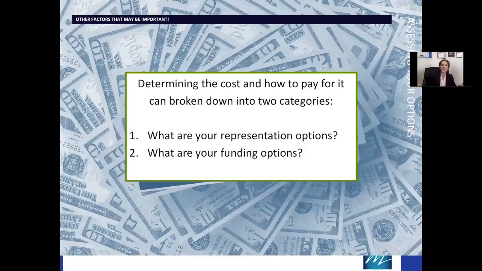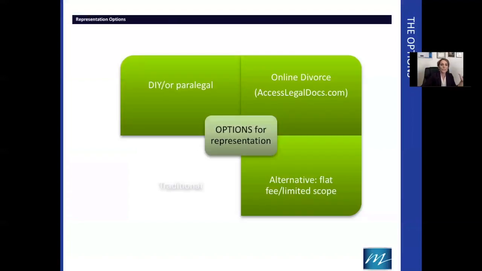All right, so you've gone through this exercise, and now we are determining what are the costs, how am I going to pay for it, and this question really comes down to two things. What are your representation options, and what are your funding options? We talked a little bit about this at first, but let's dive into them a little bit more.